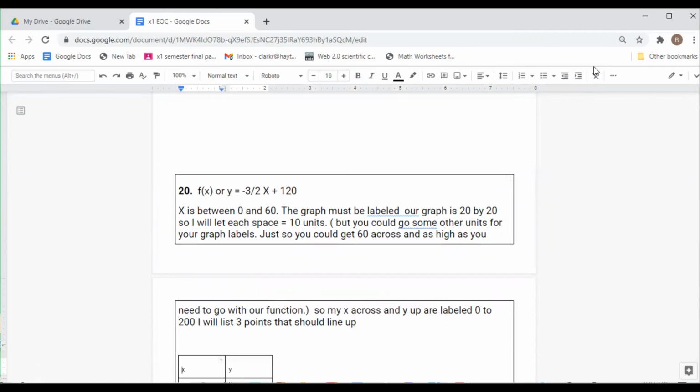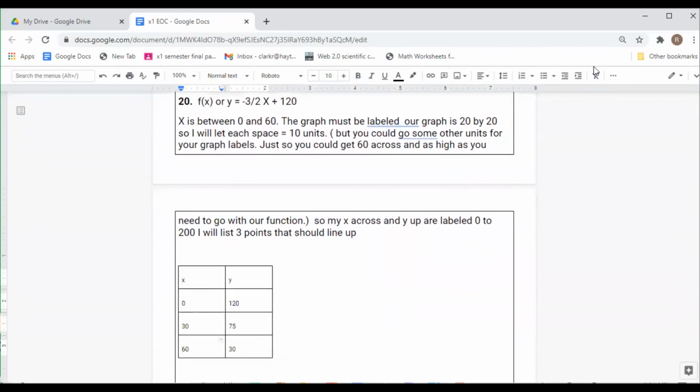So now we need 3 points. Once again, remember we used to get 3 points? 2 points make a line, but 3 points lets us check our line. And let's start with the really easy points. Let x be 0, 30, and 60. We put in the 30 times x. X is 30, x is 0. When x is 0, we get 120. That's the y-intercept. That's easy enough.